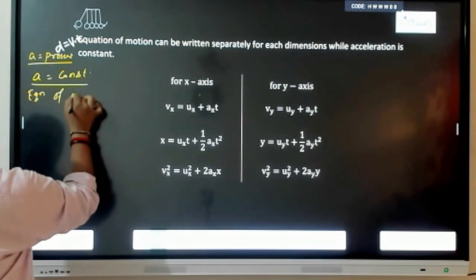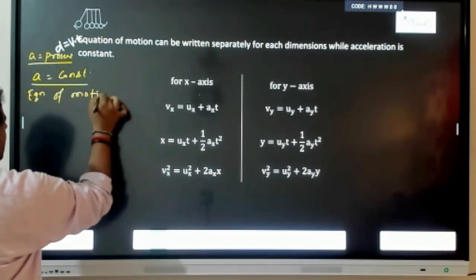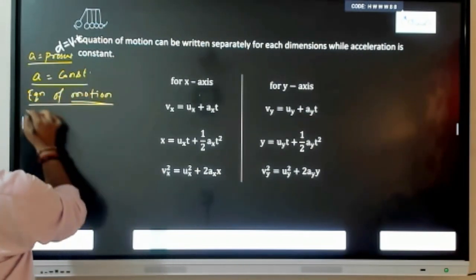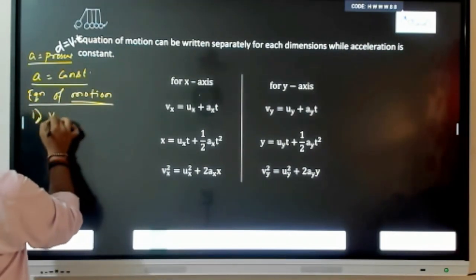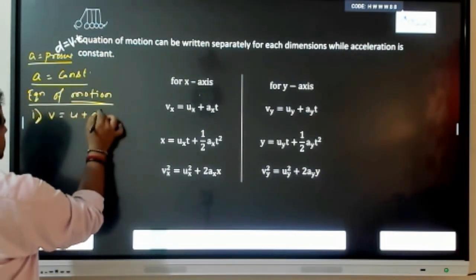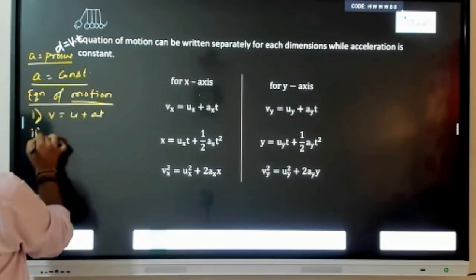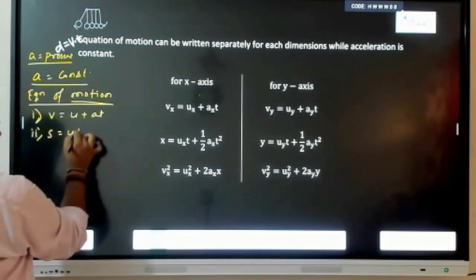See, all these concepts we went through in the last chapter, so I am just going to detail them in a very brief way. First, V equals U plus AT. Second one is S equals UT plus half AT square.